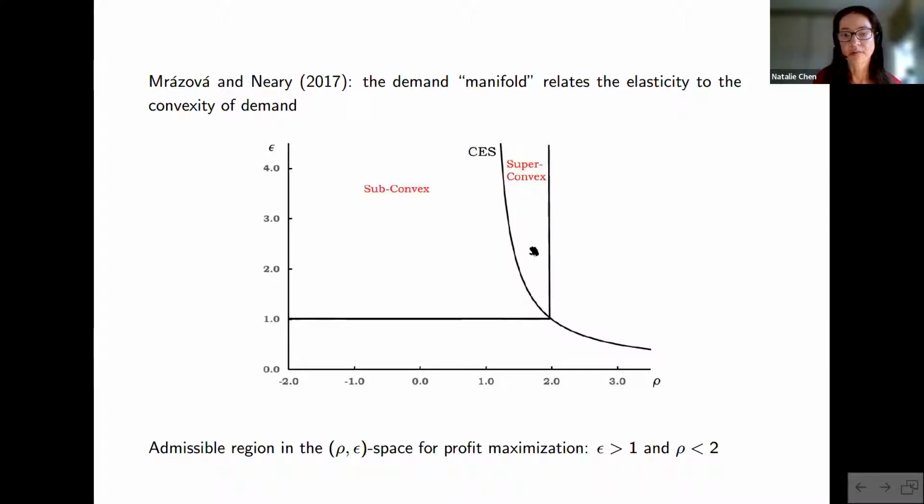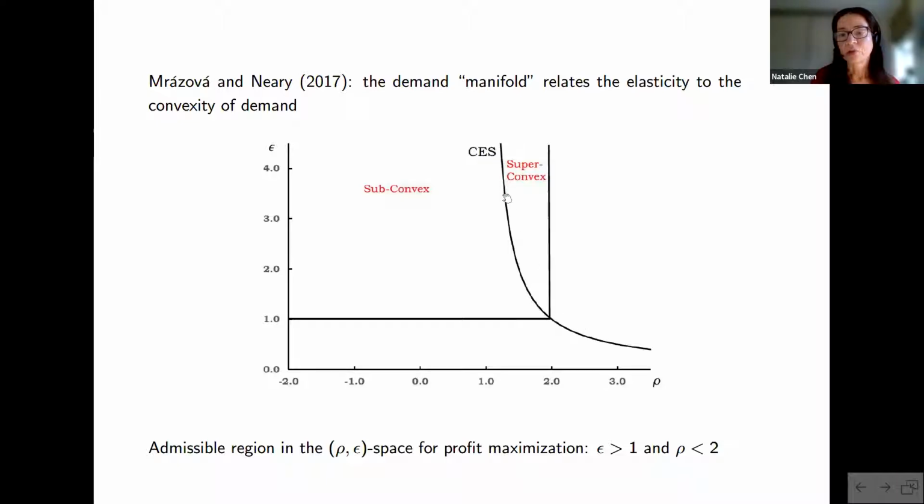So this will be the admissible space. Now this admissible space, we can further split it into two different sub-regions that imply very different comparative statics depending on how the elasticity of demand varies with firm output. And the two sub-regions are separated by the manifold for CES, which is given by this curve here.